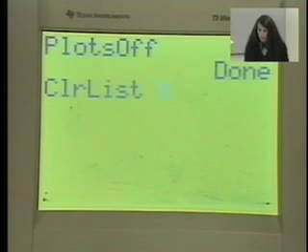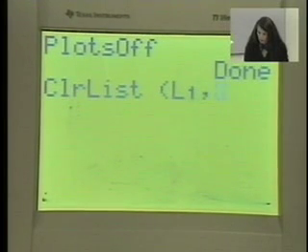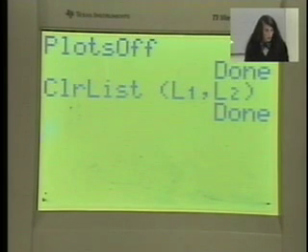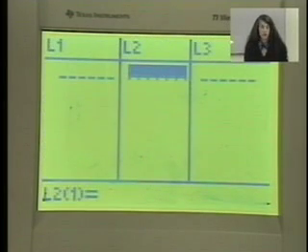So we're going to clear the lists for L1 and L2. So we'll put a parenthesis, second L1, comma, second L2, and press the right parenthesis, and then Enter. And that will clear those lists. Okay, so we've cleared the lists. Now we're going to edit. After we've cleared the lists, I'm down at the line that says Stat Enter. It's about the middle of page 570. So let's press Stat, and we want to edit. That's number 1, so we'll press Enter. And now I have nice clear lists.